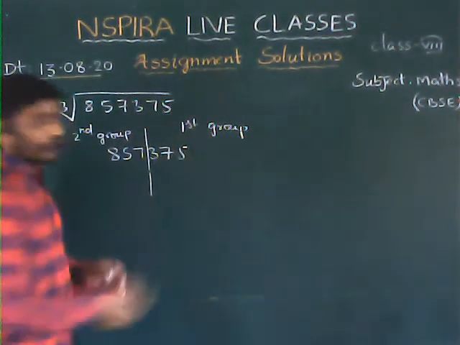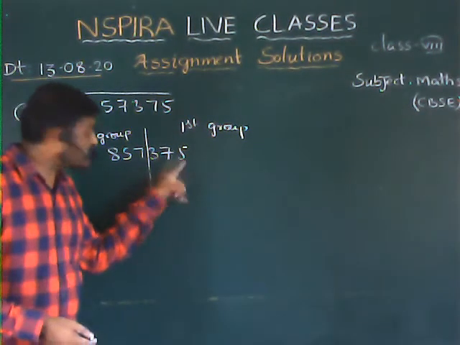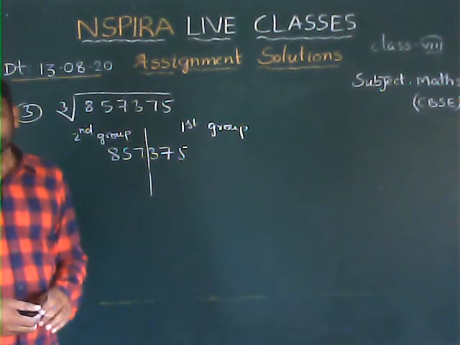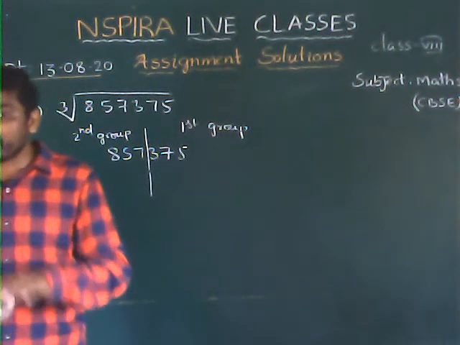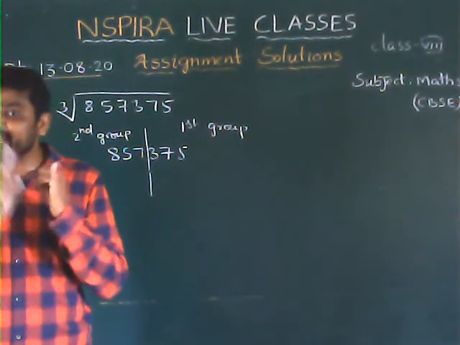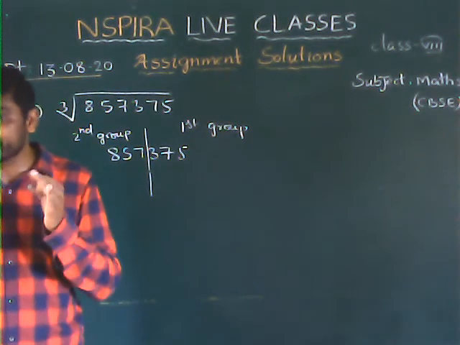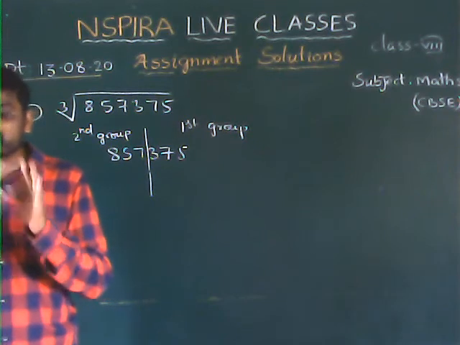From the first group, we can find the units digit of our answer. Here, what is the digit in units place? 5. So, by cubing which digit will we get 5? 1 cube is 1. When 1 is cubed, we get 1. 2 cube is 8, digit in units place 8. 3 cube is 27, digit in units place 7.